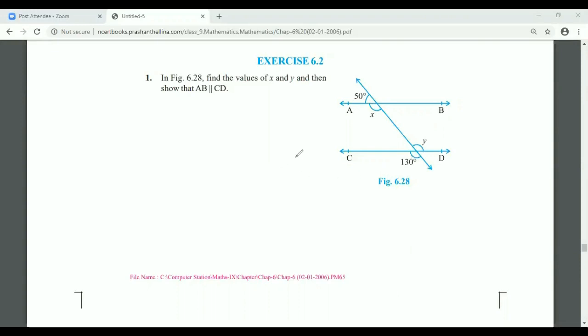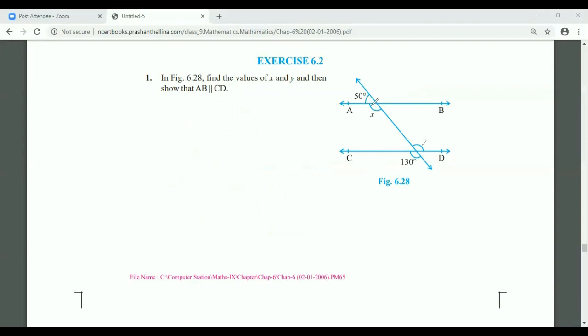There are different ways you can solve this question. For example, this y is vertically opposite with this 130 degree, so their measurement is the same. So directly you can write y is equal to 130 degree. The reason is it is vertically opposite with 130 degree. That's why the angle y also has measurement 130 degree.